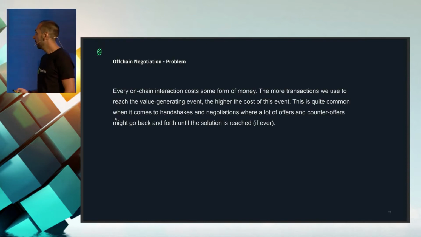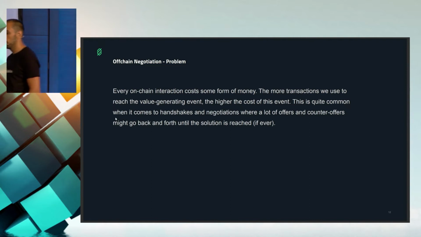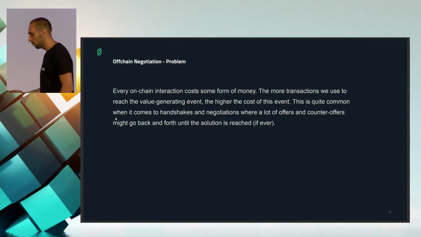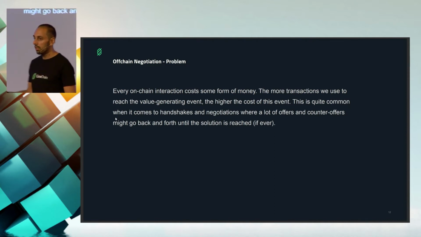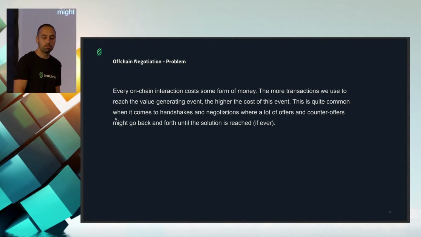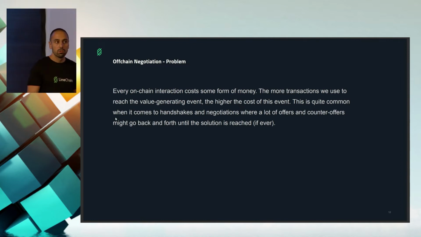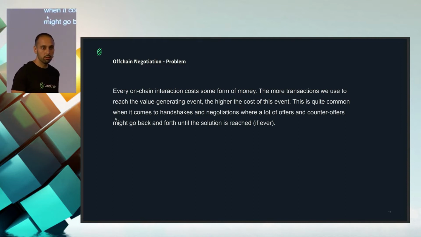What's the problem in here? Every on-chain interaction, again, costs some form of money. And the more transactions that you do in your application, the more costly your application is going to be, which means that in the end of the day, either you or your users are going to pay more. So can we do with actually having fewer transactions, but still having the security that every interaction has happened?